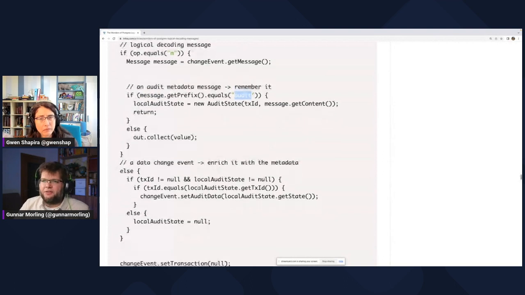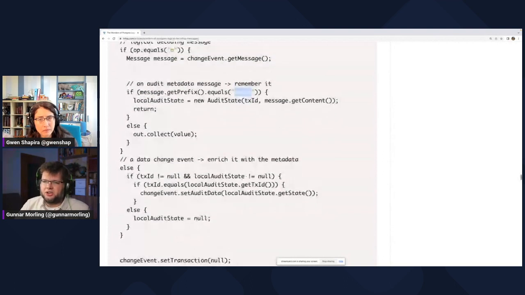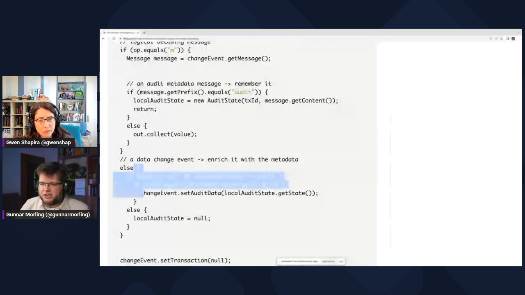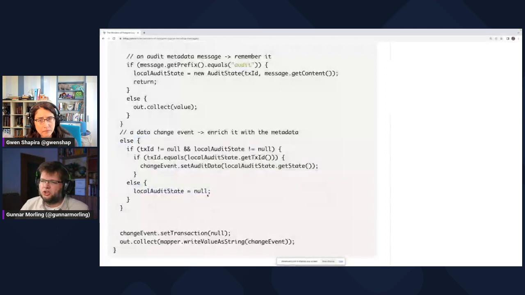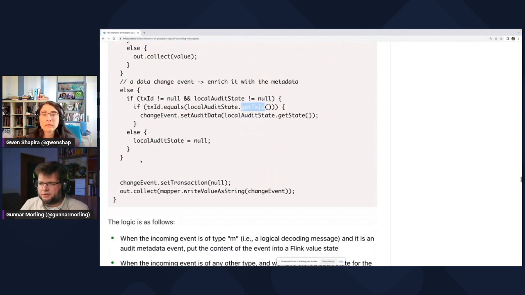And then if you have other messages, so it's not a logical decoding message, then we essentially would just go to our state store and check if the data which we have there is for the same transaction. All our change events also have the transaction ID. If it's for the same transaction, then we would just take the metadata from the state store and put it into our change events. And then we write it out.